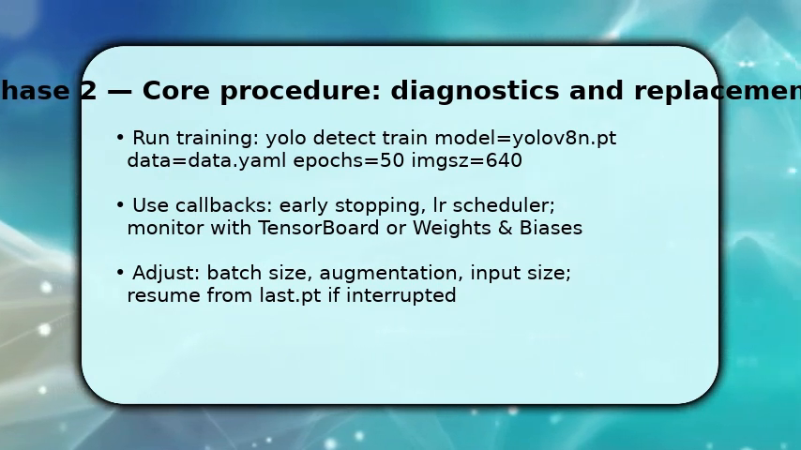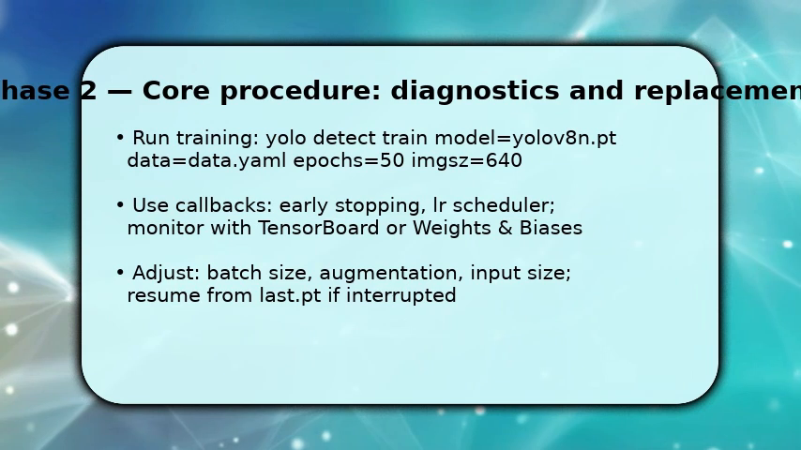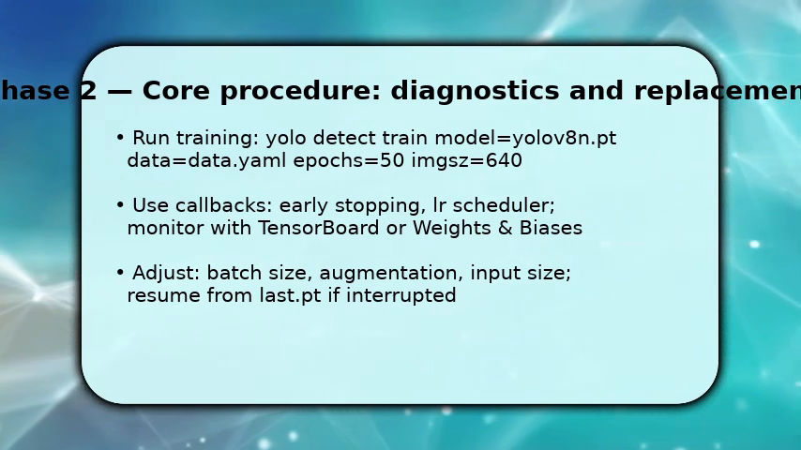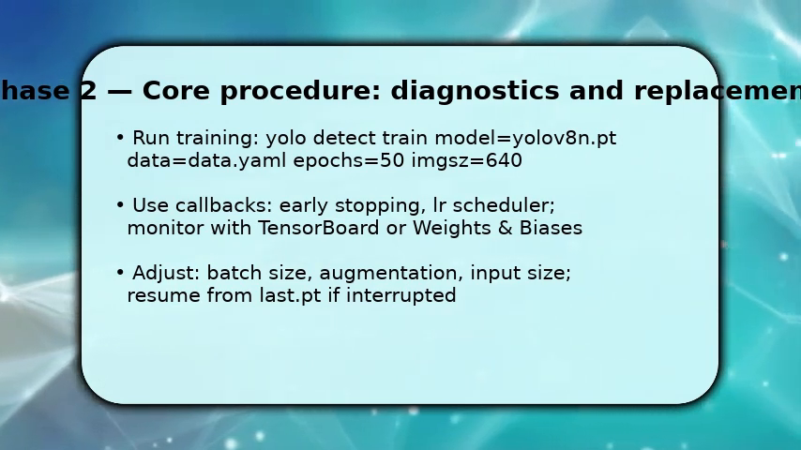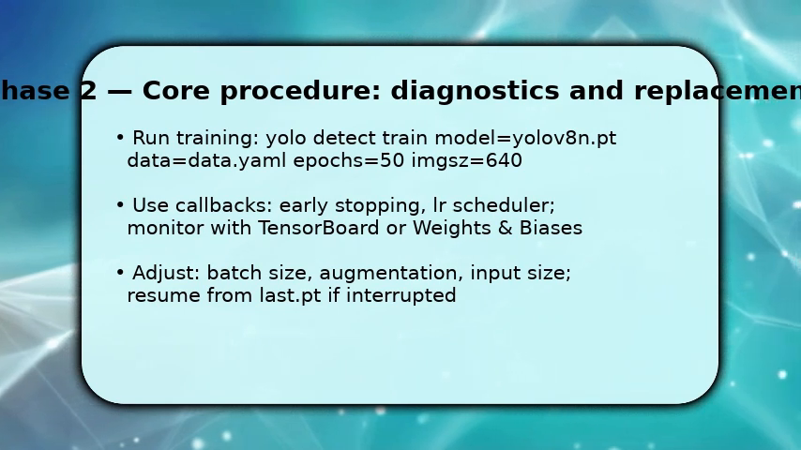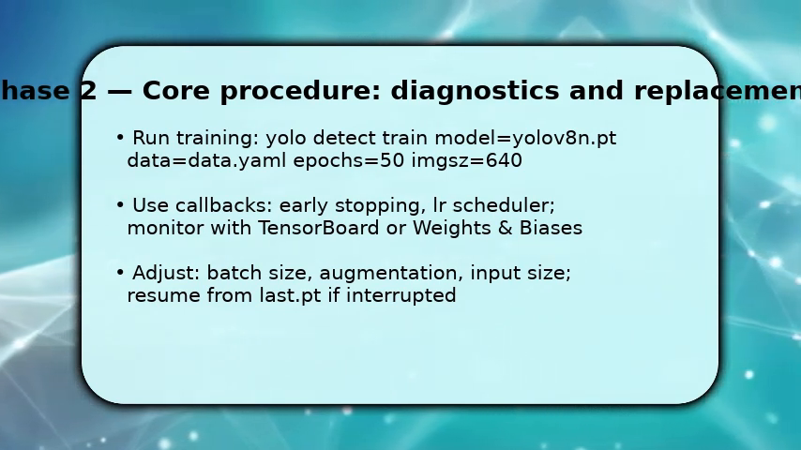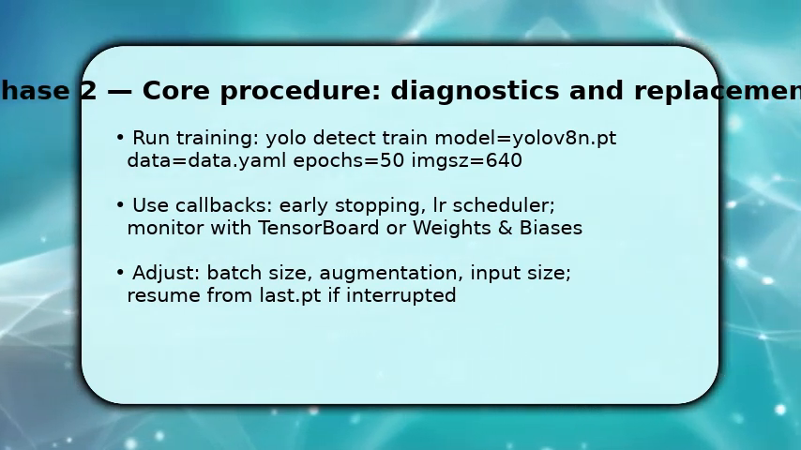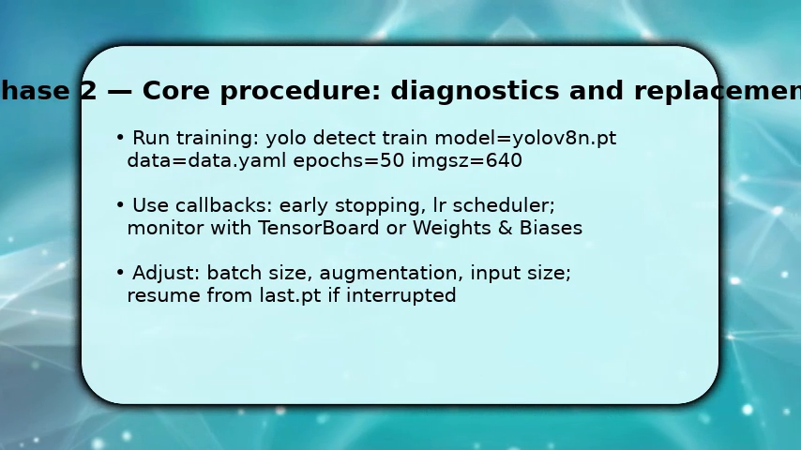If validation mAP plateaus, reduce learning rate or increase augmentation. Conversely, raise batch size if GPU allows for stability. Once trained, evaluate best.pt on held out images and run inference on a subset to verify precision.